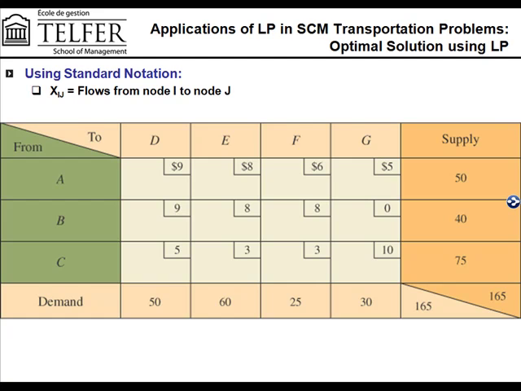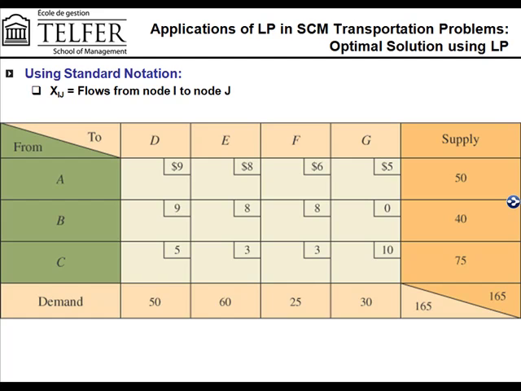Again, 3 supply points A, B, and C, 4 demand points D, E, F, and G. You're given the constraints for the supply for each of the supply points. So A can supply a maximum of 50, B can supply a maximum of 40, C can supply a maximum of 75, and you're given the constraints for the demand points. So requirements for D are 50, requirements at E are 60, at F are 25, and at G are 30. This again is an example of a balanced problem, so it's very easy to solve.